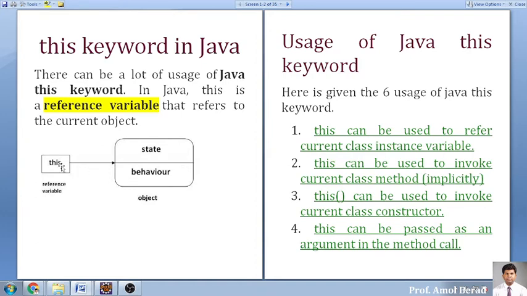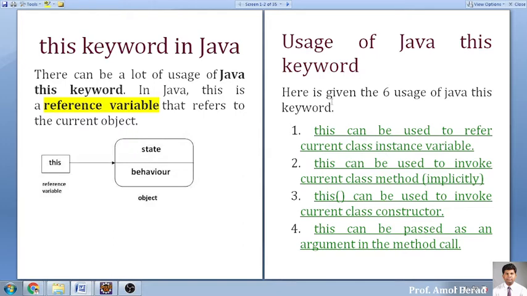This is a special type of variable. We call this a variable itself. So whenever there is a question in an interview, what is this? This is nothing but a reference variable, and it can refer to the object only. And what is an object? An object is nothing but a combination of state and behavior. State is the variables and behavior is the methods.